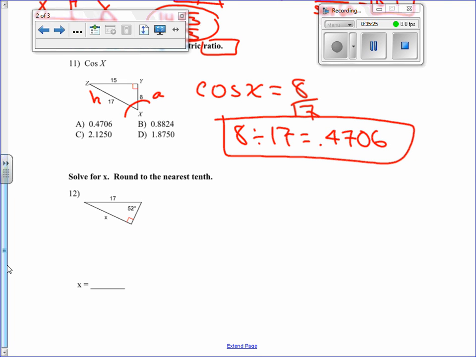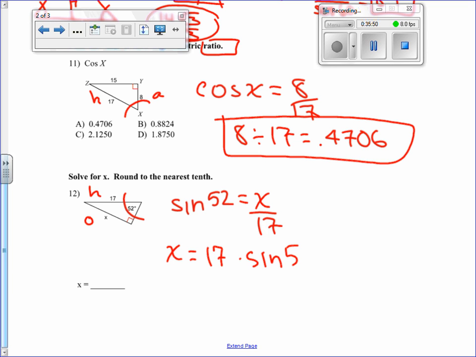Number 12, solve for x, round to the nearest tenth. Okay, guys, we gotta hurry up. So x for this angle right here, x would be the opposite. This is the hypotenuse. So this is the sine of 52 equals x over 17. So Jordan, here's an example of what you were asking me about. This would be 17 times the sine of 52. And when you do that, you get 13.4.